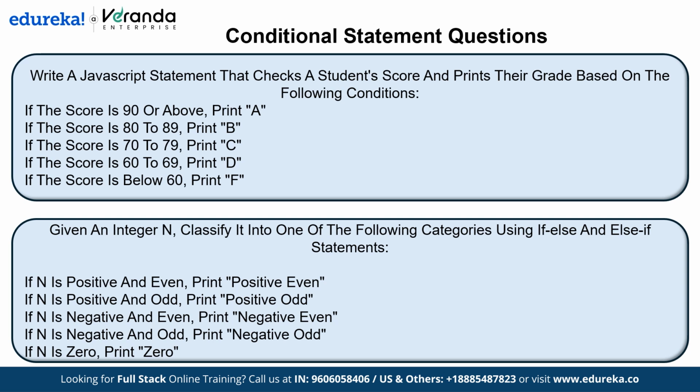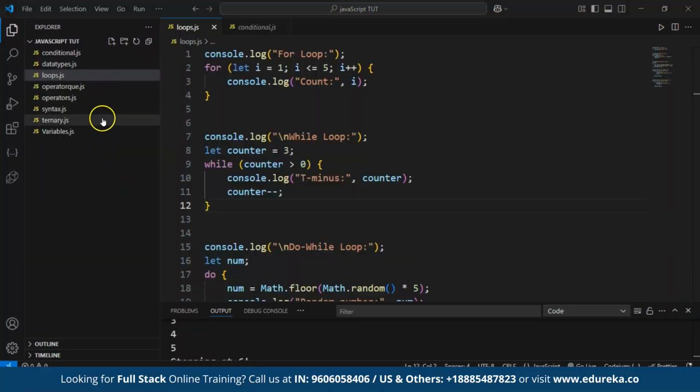And this is the question: given an integer n. This question you are going to solve by yourself. So now let's move on to VS Code and we are going to solve this question. To solve it, we are going to make one file.